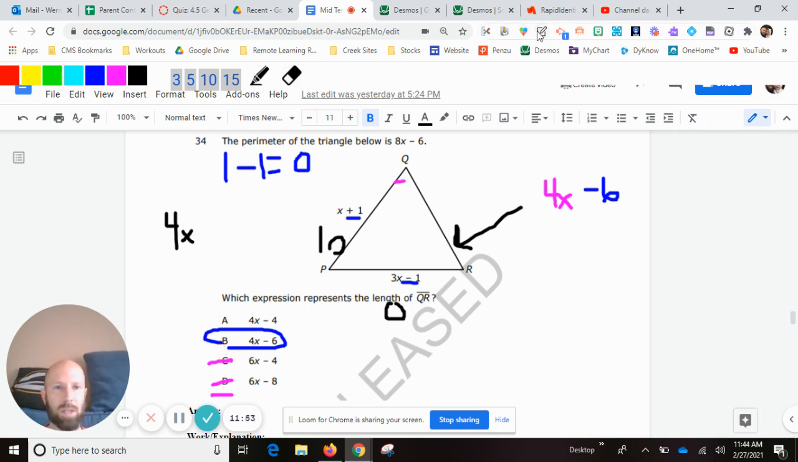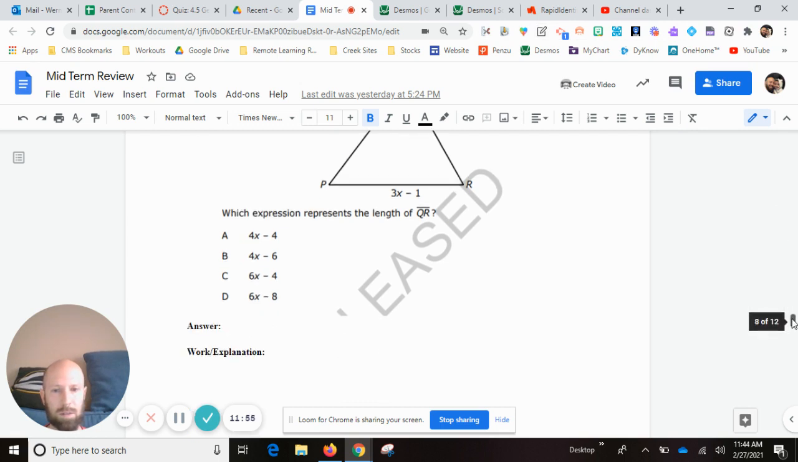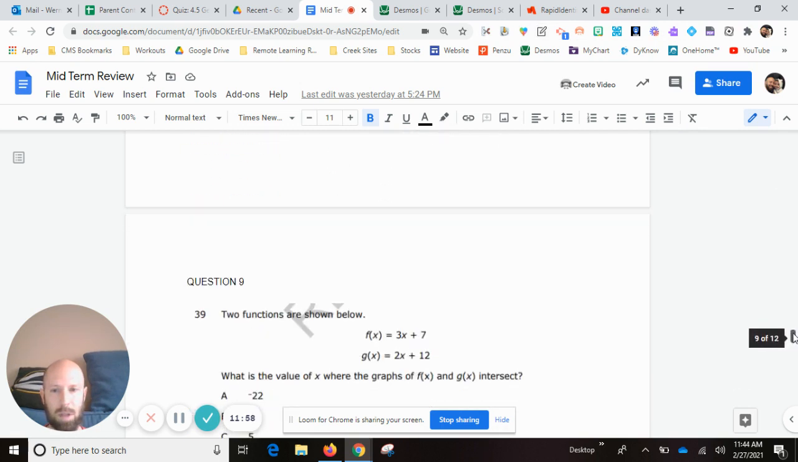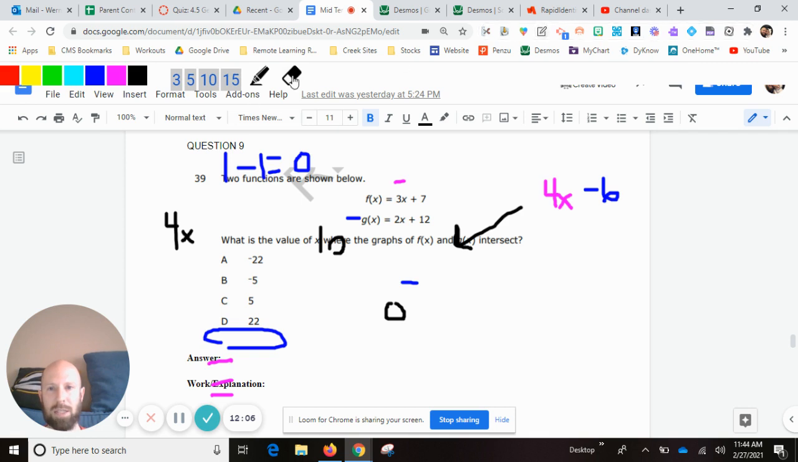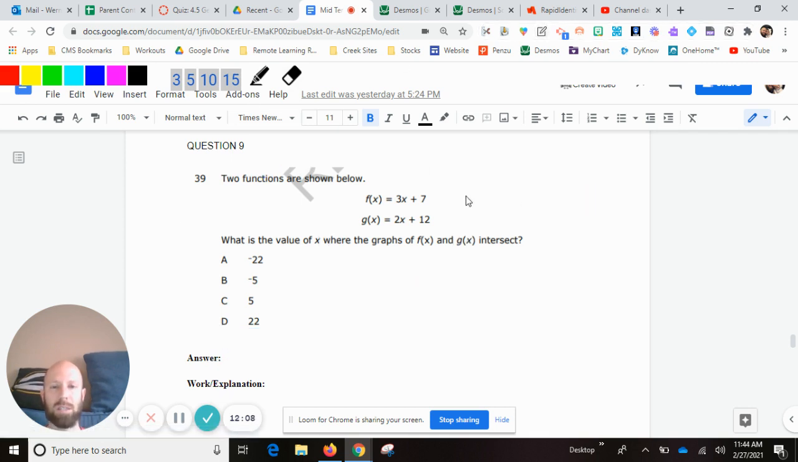Let's hop into the next question. Question 9, two functions are shown below. F of x is equal to 3x plus 7. G of x is equal to 2x plus 12. As we talked about in class, if this is throwing you off, just make sure that you know that this can be a y, so it's a regular equation. What is the value of x?